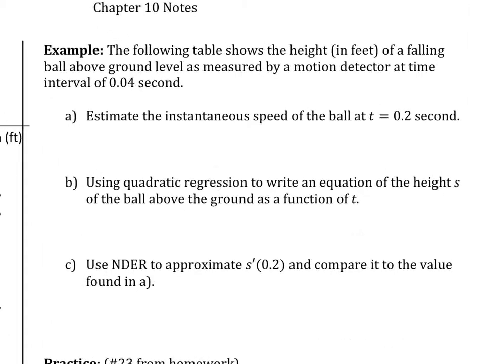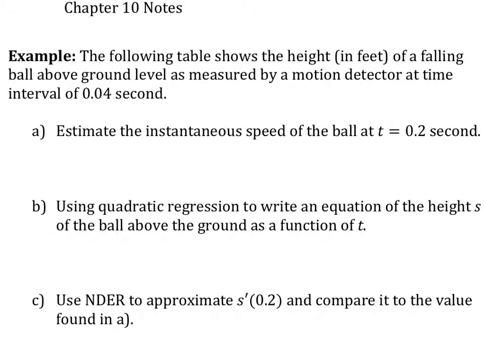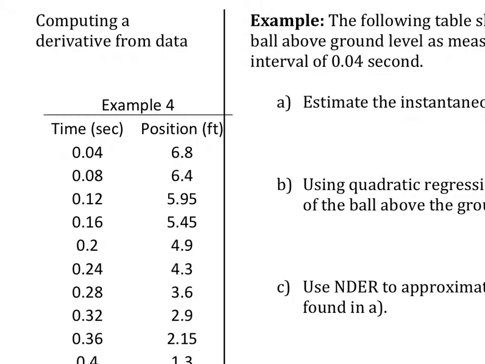Okay. So the table shown on the left shows the height in feet of a falling ball above ground level as measured by a motion detector at time intervals of 0.04 seconds. Basically, you drop this ball, and every 0.04 seconds it's recording where it is relative to time. Estimate the instantaneous speed of the ball at t equals 0.2 seconds. We want to figure out how fast this ball is falling at 0.2 seconds. There's not a lot of information except for this table.